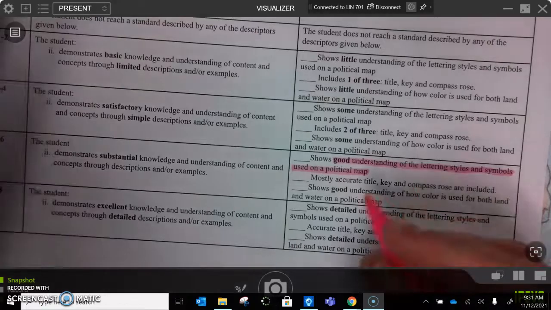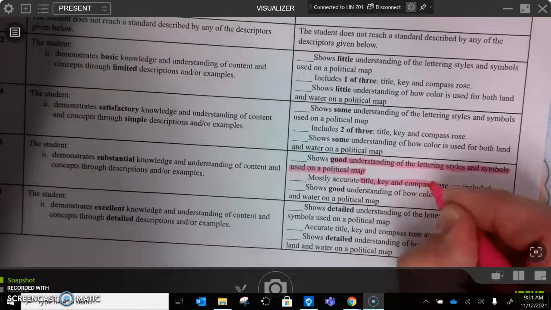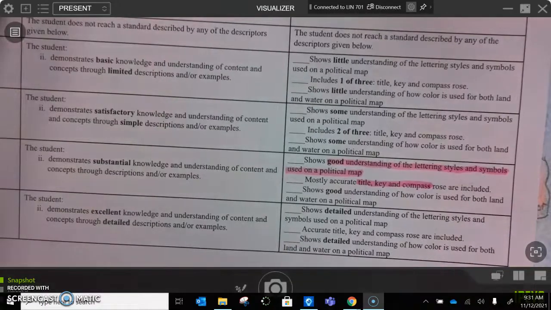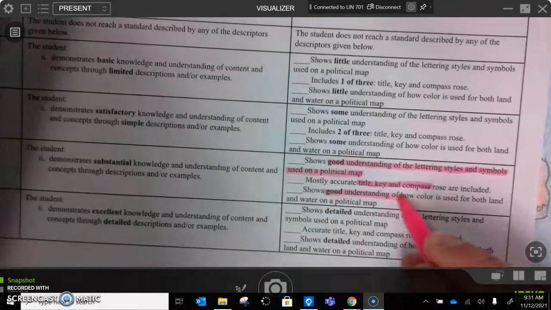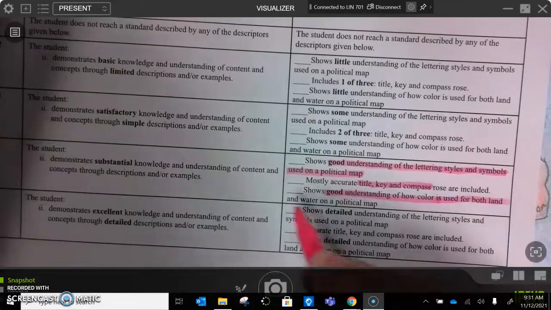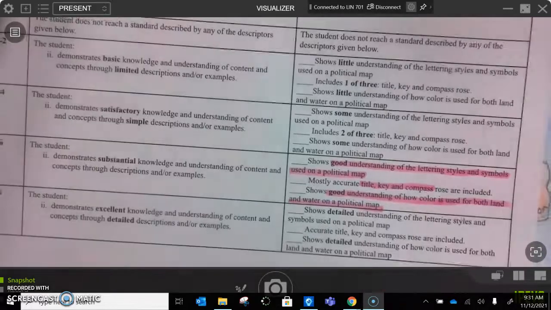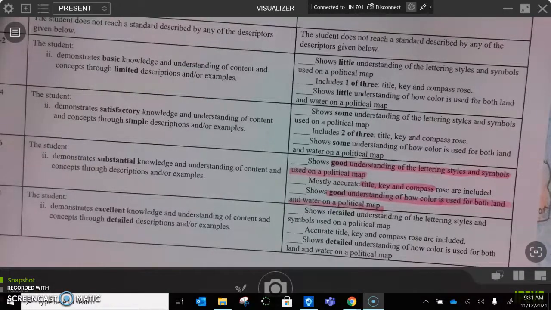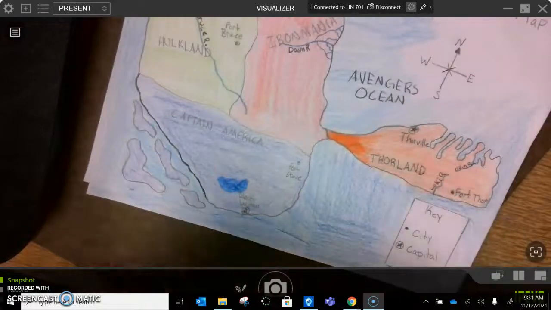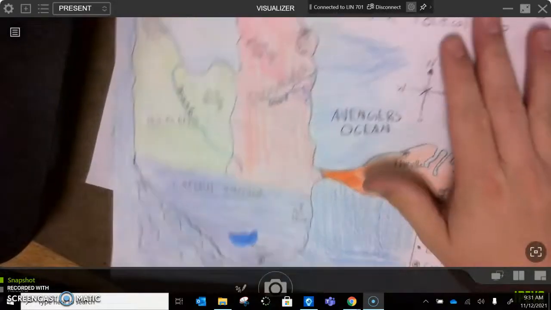Also, you need to make sure that you have a title, key, and compass. And then a good understanding of how color is used for land and water. This is a big one, because if you don't color your oceans, I don't know if you know how water is used, how color is used to show water. So I'm hoping that you have your oceans, your rivers, your lakes, all of those.